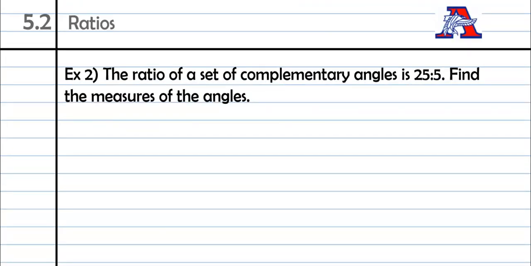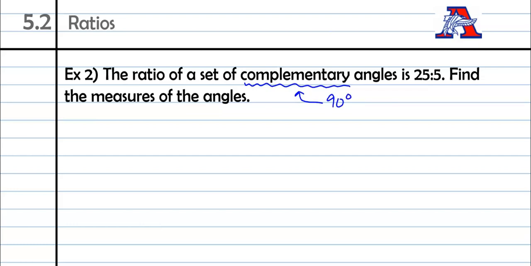Example 2. The ratio of a set of complementary angles is 25 to 5. Find the measure of the angles. So this is not an extended ratio. This is just a regular ratio. And we need to recall that complementary angles are two angles that add to 90 degrees.